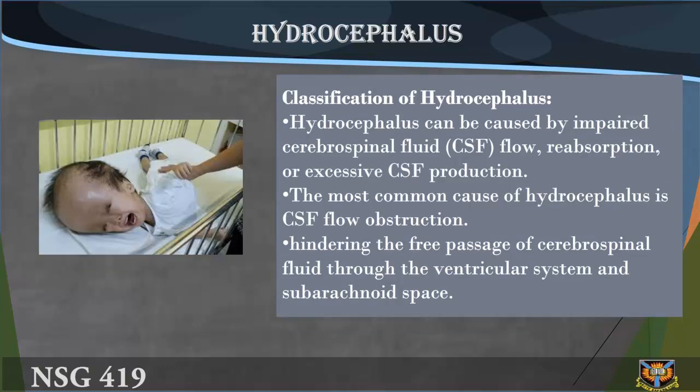Classification of hydrocephalus. Hydrocephalus can be caused by impaired cerebrospinal fluid (CSF) flow, reabsorption, or excessive CSF production. The most common cause of hydrocephalus is CSF flow obstruction, hindering the free passage of cerebrospinal fluid through the ventricular system and subarachnoid space, e.g., stenosis of the cerebral aqueduct or obstruction of the interventricular foramina of Monro secondary to tumors, hemorrhages, infections, or congenital malformations.